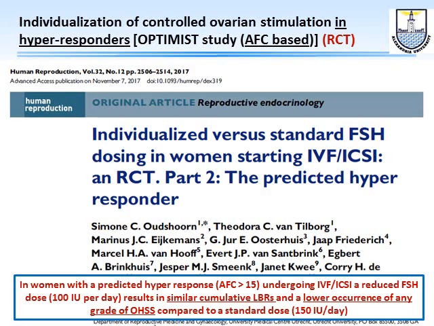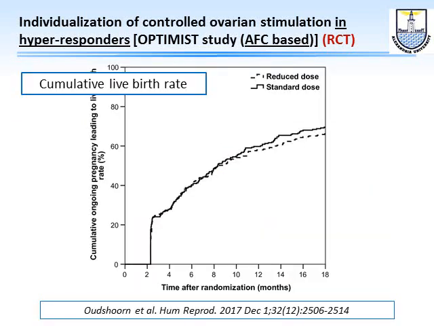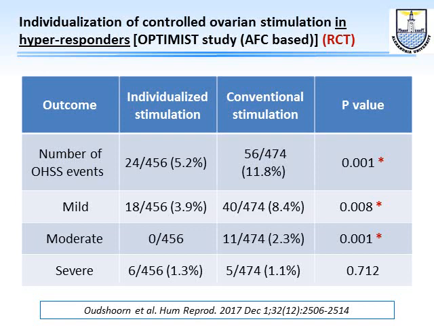When they look at their hyper responders, there was something. First of all, no change in the live birth rate, similar cumulative live birth rate, but a lower occurrence of any grade of ovarian hyperstimulation syndrome. So, regarding the cumulative birth rate, no change, but regarding the ovarian hyperstimulation syndrome, there was a drop if you do your individualized protocol. The number of OHSS events was diminished, and particularly the mild and the moderate cases.